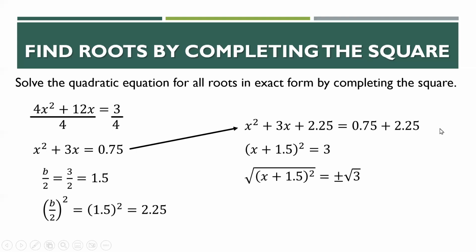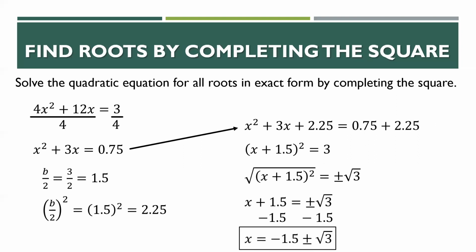Plus or minus the square root. The square root of 3, that's as simplified as we can get it. We're just going to write it in exact form as the directions say. So we're not going to estimate it. We're going to leave it as the square root of 3. So then the final step to get x by itself is to subtract over the 1.5. And our final answer, negative 1.5 plus or minus the square root of 3.